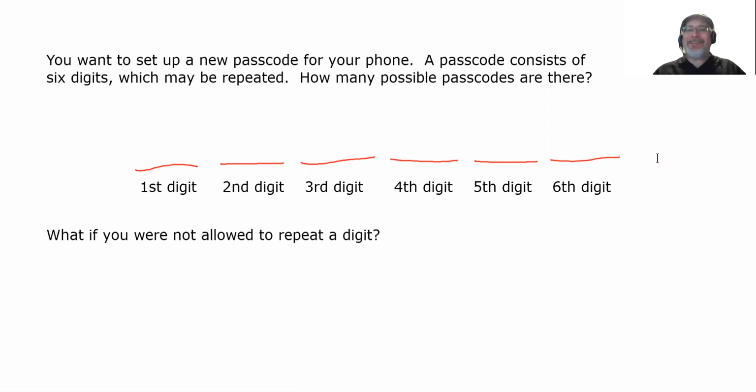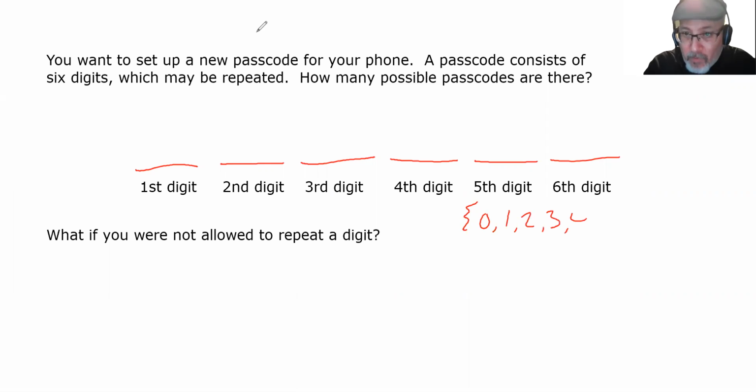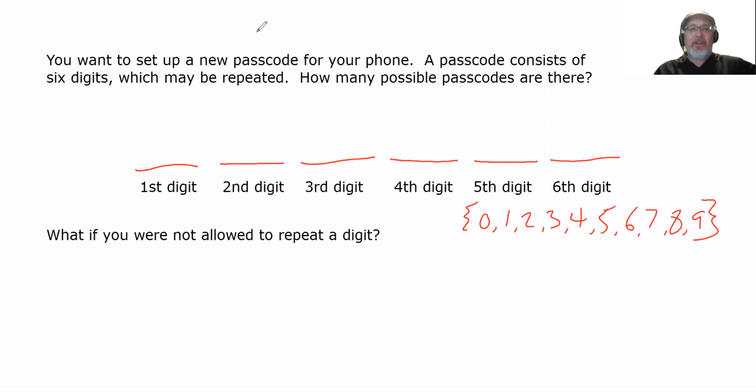Now, let's be clear that when I say digits, I mean digits like 0, 1, 2, 3, 4, 5, 6, 7, 8, 9. So in other words, for each blank, we have to choose a number from that set. So let's start with the first digit. How many choices do we have for the first digit? If you said 9, you are incorrect. Because when you count all the digits from 0 through 9, there are not 9 of them, there are 10. We have 10 choices for our first digit.